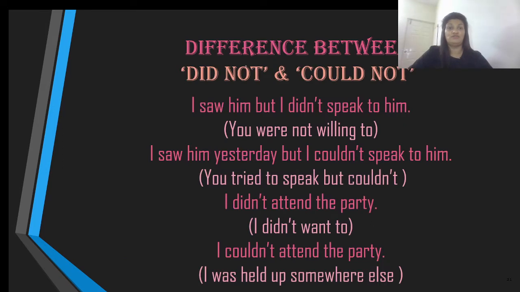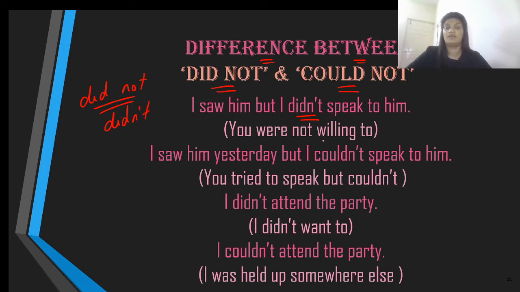Now let us move on to the difference between did not and could not. Well, when you say, I saw him, but I didn't speak to him. I saw him yesterday, assuming there is a scenario where you went to, let us say, a party, and there you saw somebody, let's say your friend, and you saw your friend and you did not speak to him. And here, when you are saying I did not, or I didn't, didn't is the combination of did not. When it is put together, it becomes didn't. So I didn't speak to him.